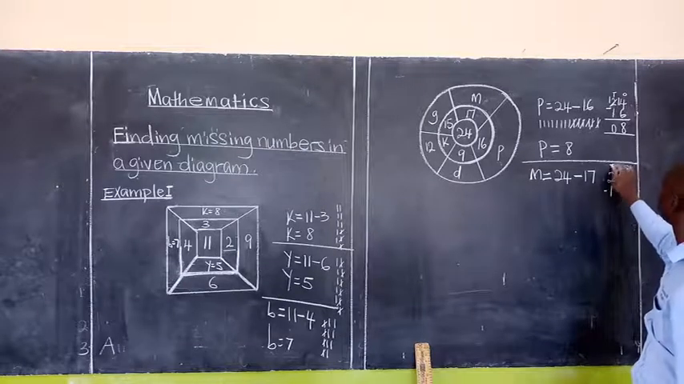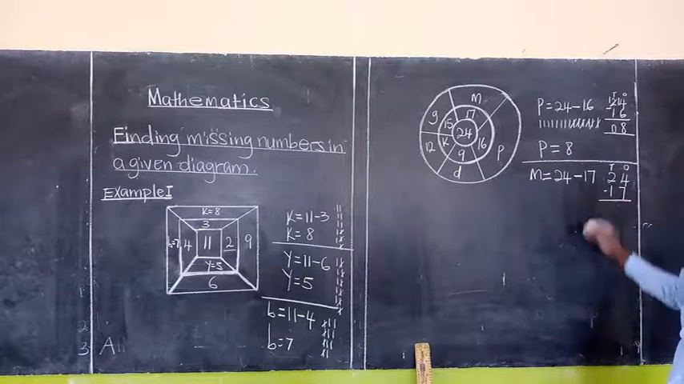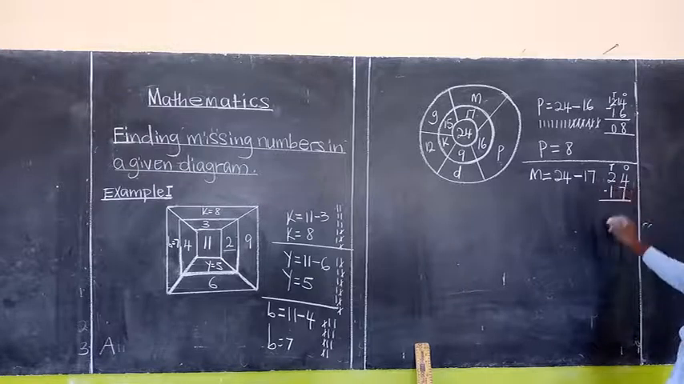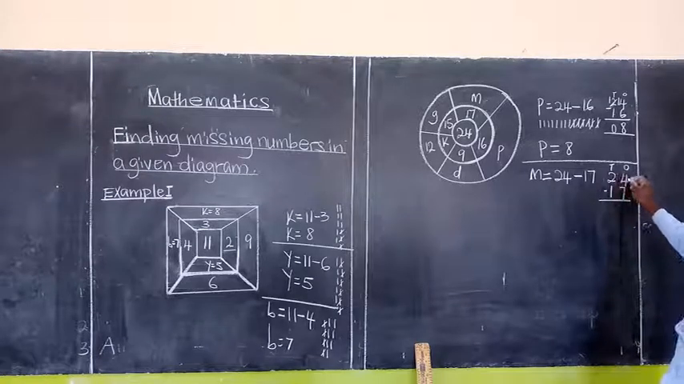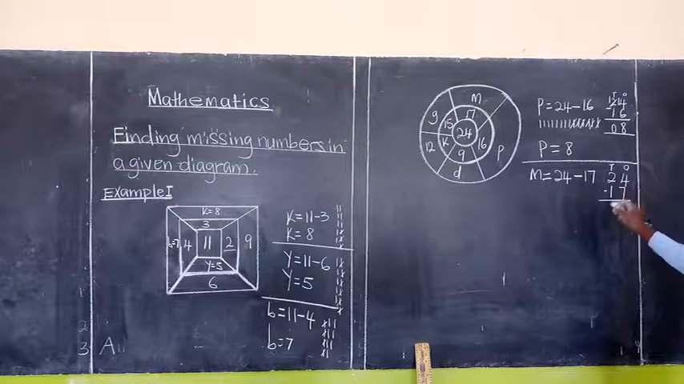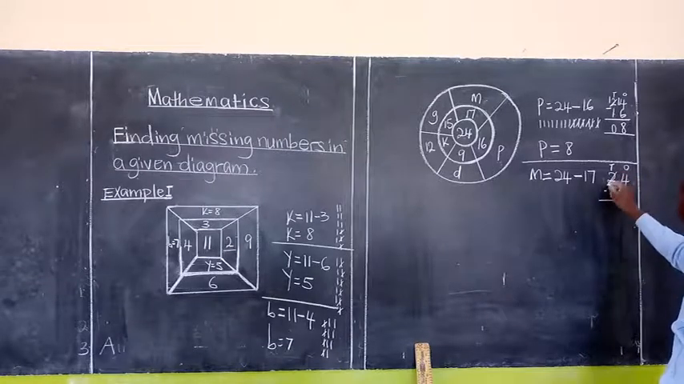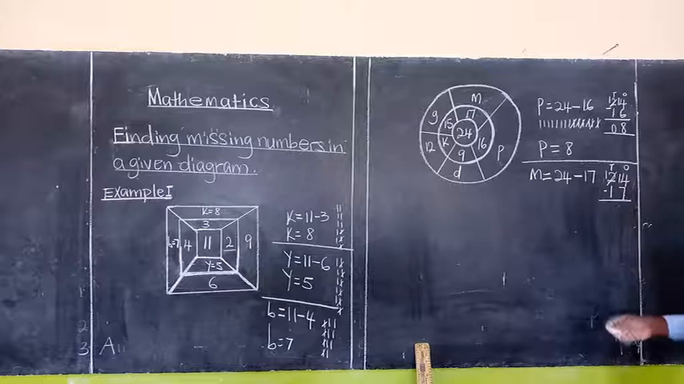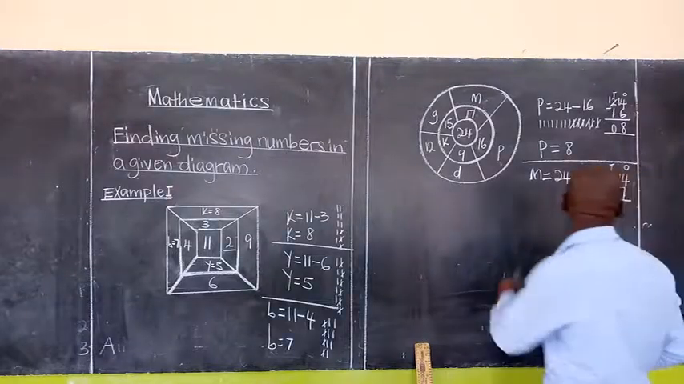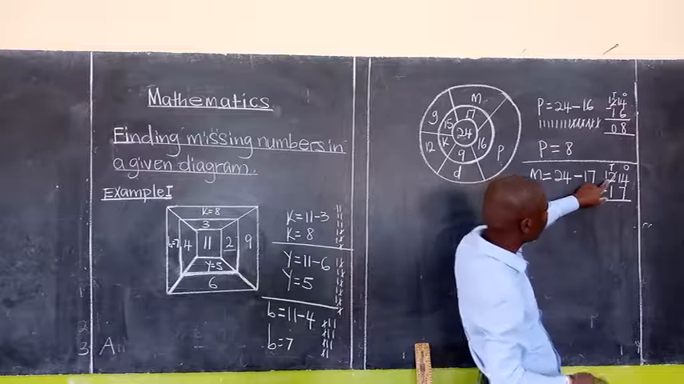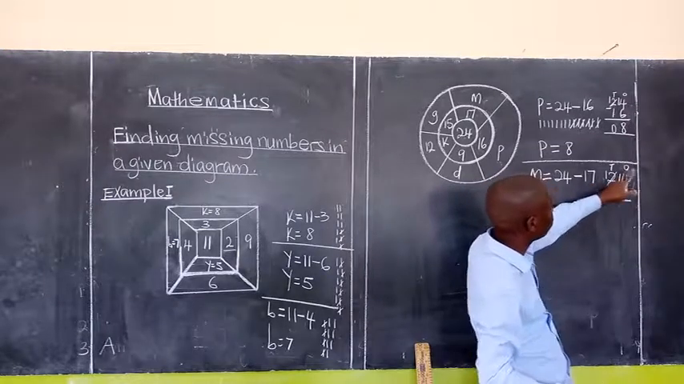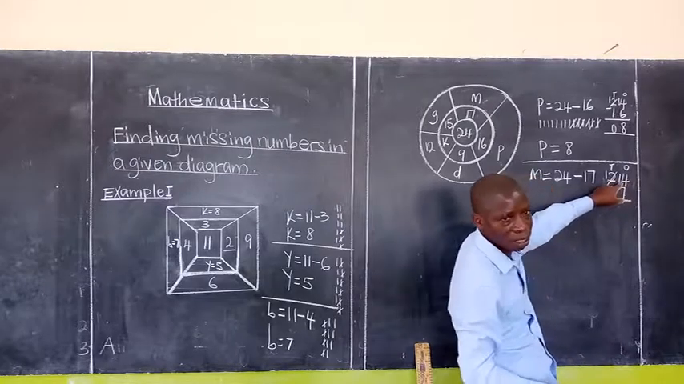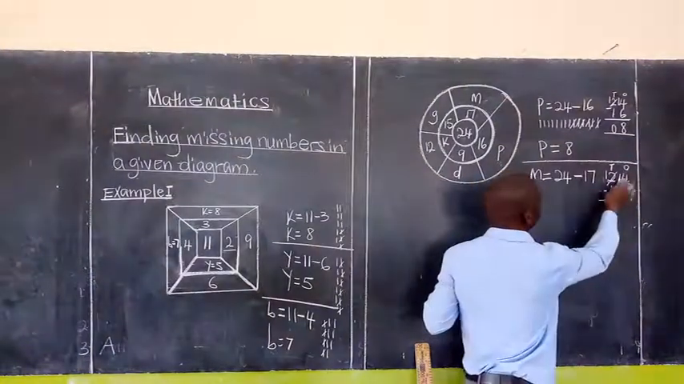I expect everybody to know how to subtract. So it is 4 minus 7, it is inconvenient. We shall borrow 1 from 2 and remain with 1. So this one is going to become 14. We have borrowed 1 ten and we are taking it under ones. So when we add the 10 that we have borrowed to the 4 which was there, it becomes 14. So it's 14 take away 7.